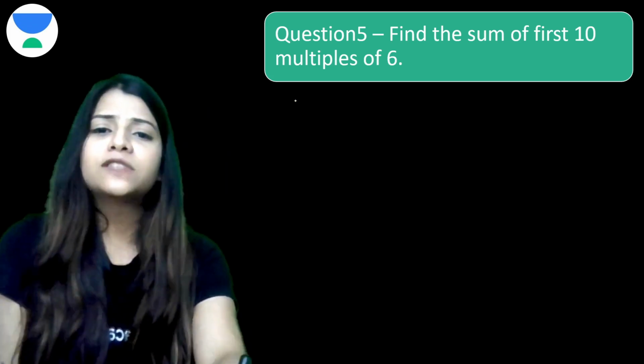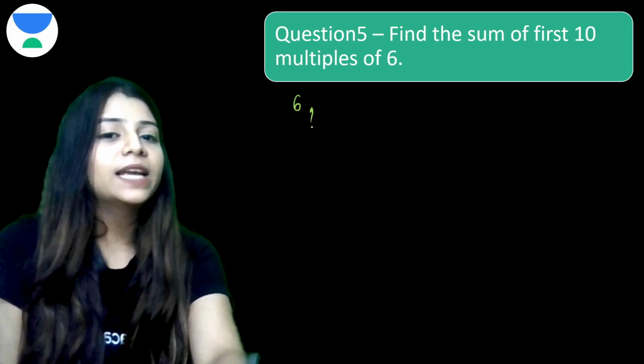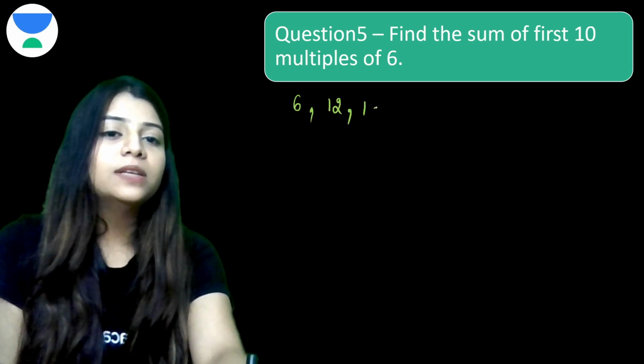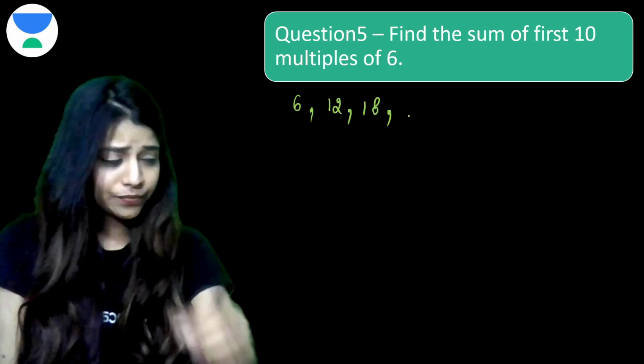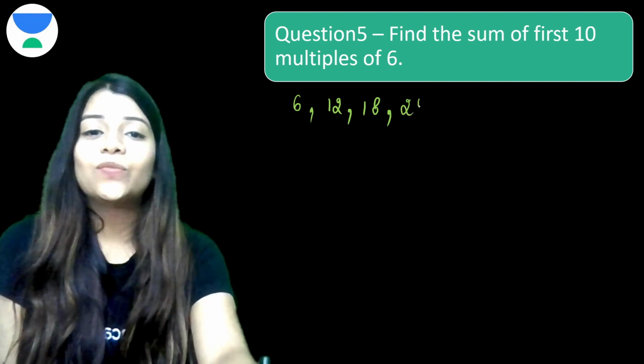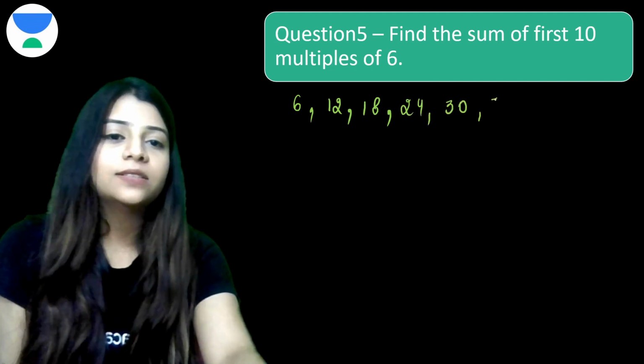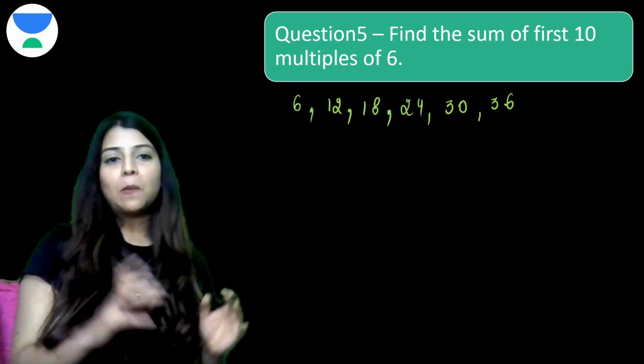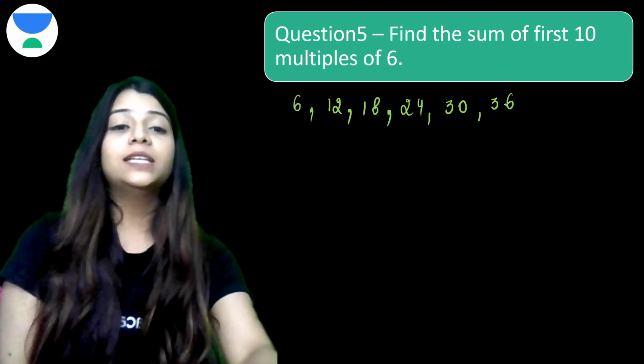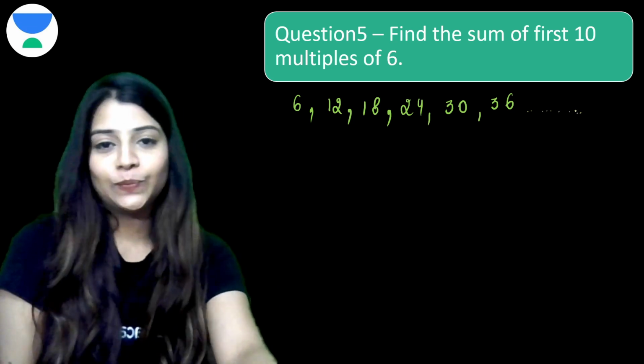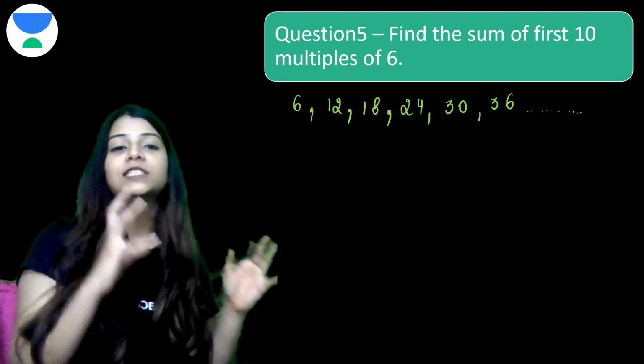So the first multiple of 6 is 6 itself, right? The second multiple is 12, the third multiple is 18, then we have 24, then 30 and 36. So these are the first 6 multiples. All right, so this will continue. Okay, so not the first 6 but the first 10 multiples.